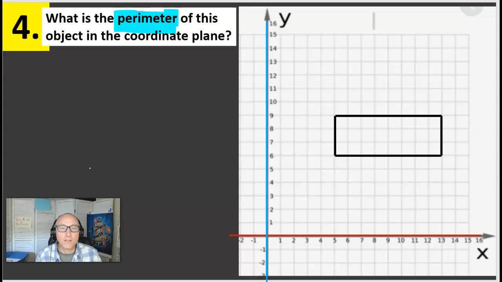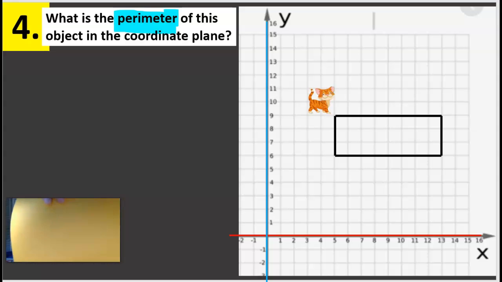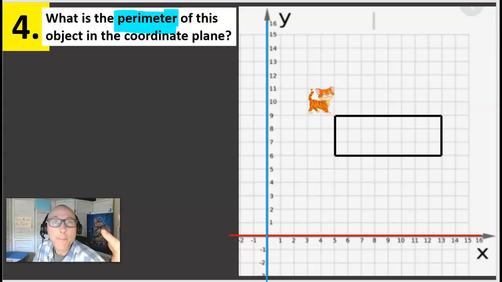Perimeter. It's the distance around. You have to imagine a little kitty cat. Meow. Perimeter. It's the distance around a polygon. Watch this. Ready? Here, kitty, kitty, kitty. Purr. How many units is it around there?